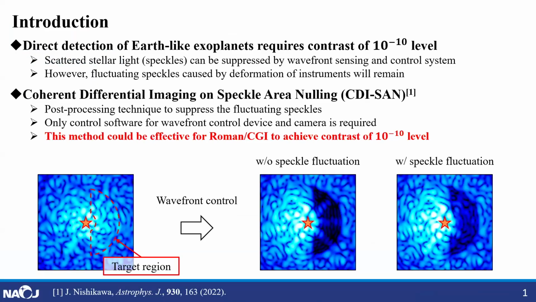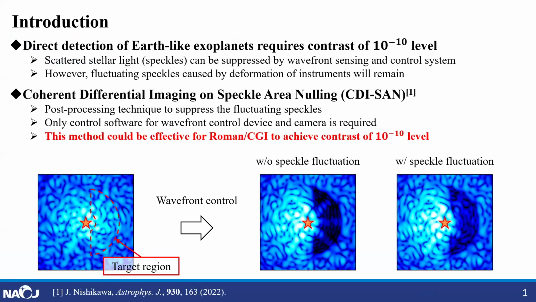Direct detection of Earth-like exoplanets requires 10 to the minus 10 contrast. Scattered stellar light, so-called speckles, caused by wavefront aberration can be suppressed by a wavefront sensing and control system. However, deformation of the instrument causes fluctuation of speckles. Fluctuating speckles limit the achievable contrast.